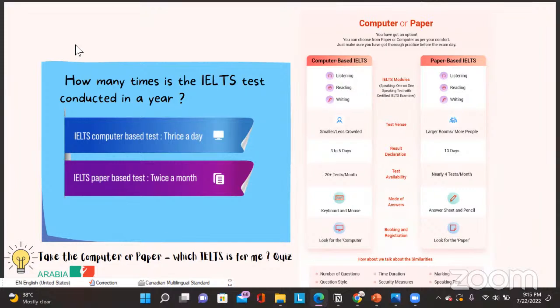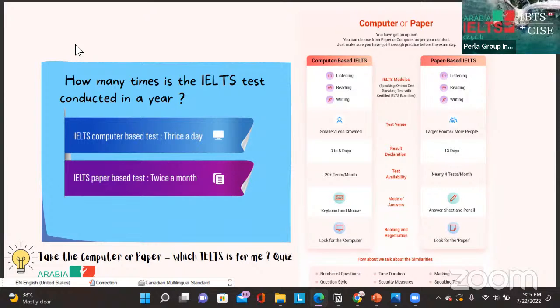Right. So when it comes to the number of questions, time duration, the marking, the question styles, everything is exactly the same.